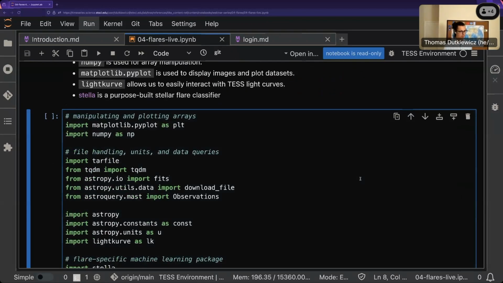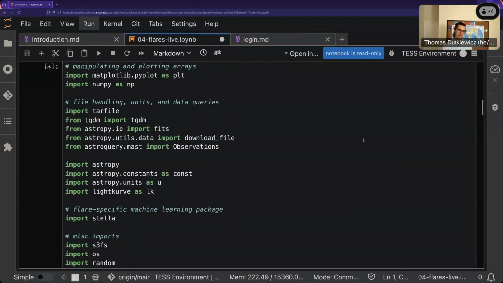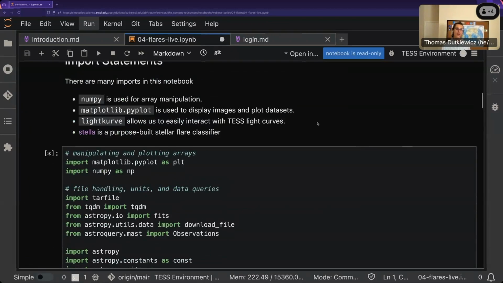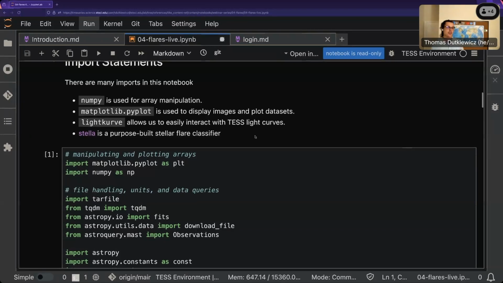There's quite a lot of them, but they're basically all the ones that we've used before. NumPy, Matplotlib, lightkurve, all of those we've used before. The only new one is Stella, and so that is the package I alluded to earlier. It is a purpose-built stellar flare classifier, so it is a machine learning algorithm known as a convolutional neural network. And its basic purpose is to say, is this a flare, yes or no? So we'll get into some of those details in a second.